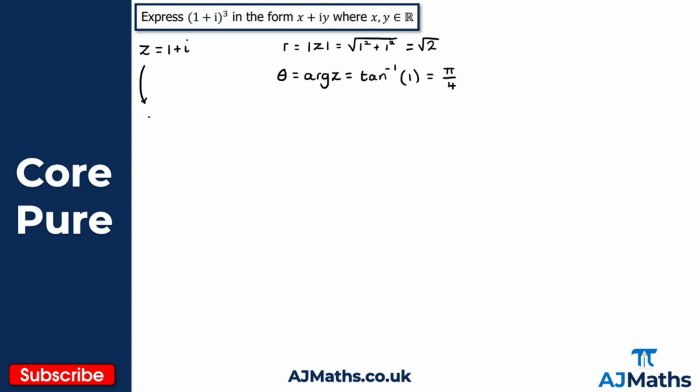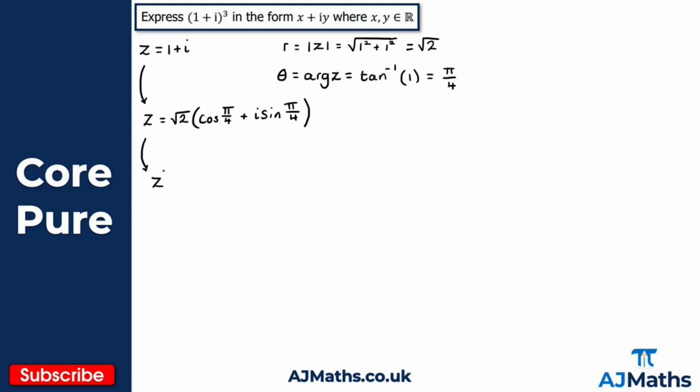We've got everything we need for mod arg form. We can express z as r, which is root 2, times (cosine of theta, so cosine of pi over 4, plus i sine of pi over 4). Like we said, what we want is (1 plus i) to the power of 3, in other words z cubed.